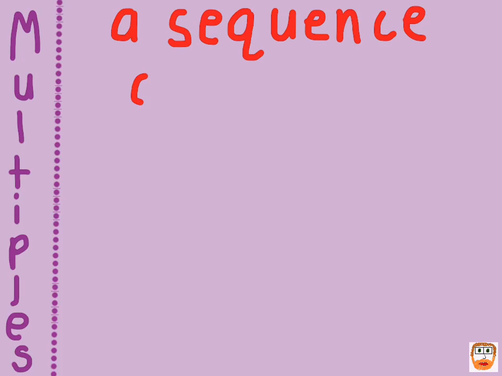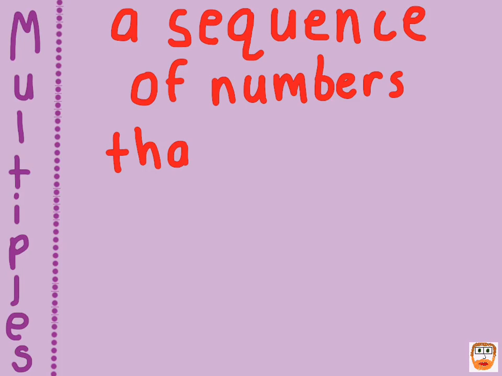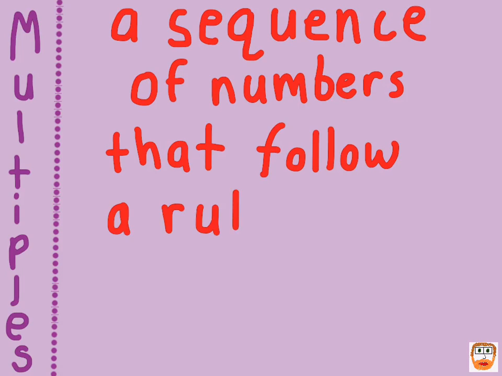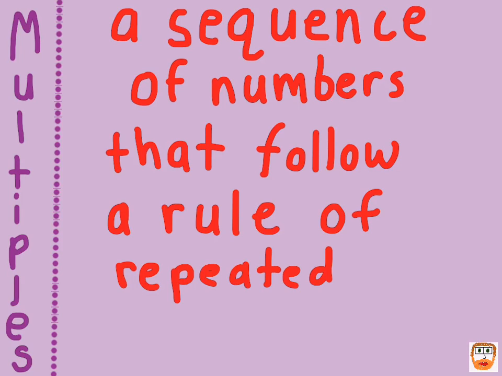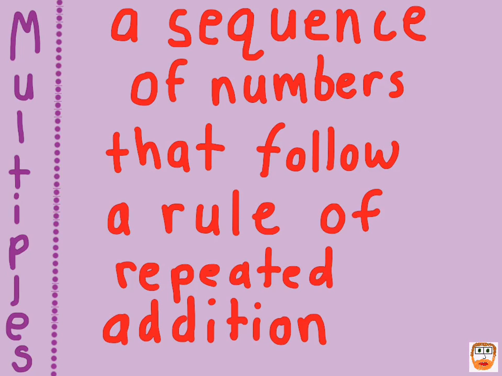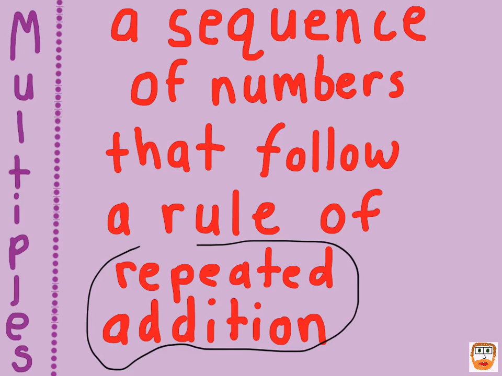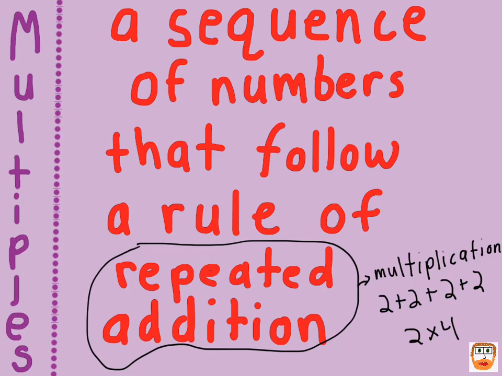So a multiple is a sequence, a pattern, of numbers that follow a rule, a pattern of repeated addition. And what is repeated addition? It's the same thing as, you guessed it, multiplication, because 2 plus 2 plus 2 plus 2 is the same thing as 2 times 4. So multiplication is repeated addition. Rather than focus on the definition, let's move right into an example.